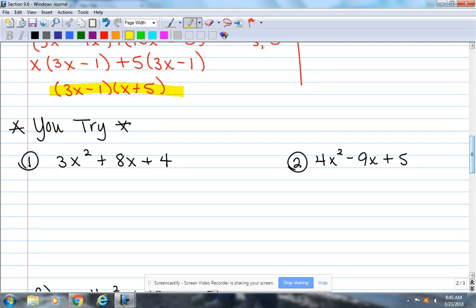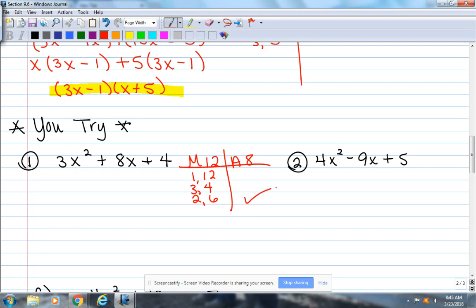All right, y'all ready? All right, so the first one, when you make your table, you want two numbers that multiply to get what number? 12, and add to get 8. So you got 1 and 12, 3 and 4, and 6. And which one added to get 8?